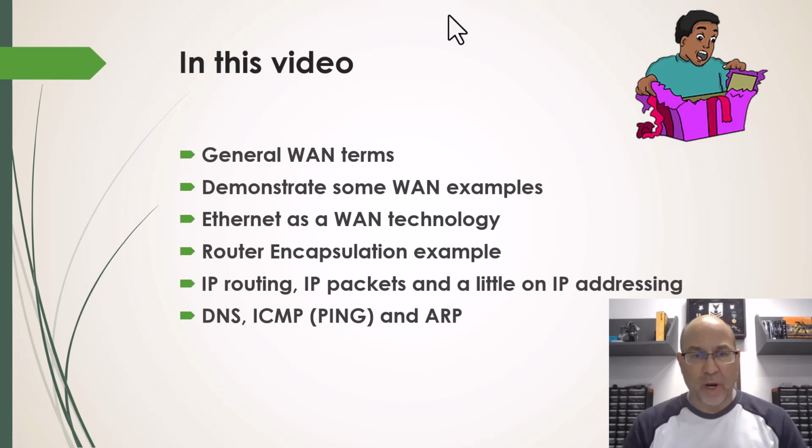So in this video, we are going to cover some general WAN terms. We'll demonstrate some WAN examples, so I'll do that in Packet Tracer. And we'll also do Ethernet as a WAN technology. And then we'll jump to some layer 3 stuff with routing. We'll do a router encapsulation example, another topology, and show you how that works. And then the sort of trifecta: IP routing, IP packets, and a little bit on IP addressing. Then we'll close this up with a discussion about DNS, ICMP, and ARP.